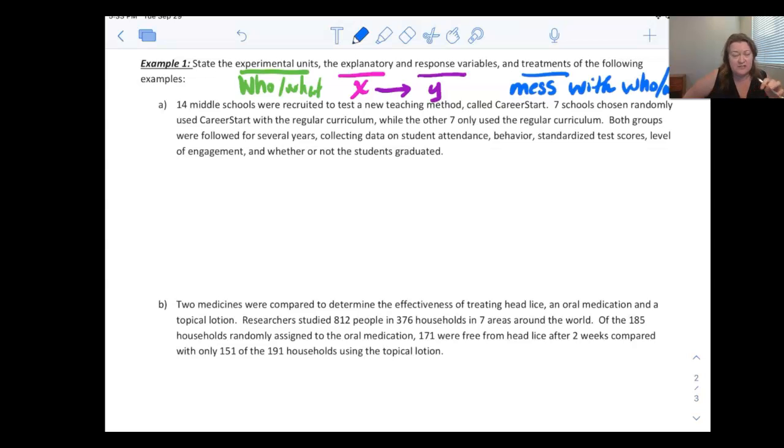Okay, nowhere in here did it tell us the number of students. They're talking about schools being tested. So those are my experimental units. It's the who or the what. So we're going to say that the experimental units, and I'm just abbreviating here. This is not technically the best way to abbreviate, I'm just making it easier so I have a little bit more room. So experimental units in this one would be the 14 middle schools.